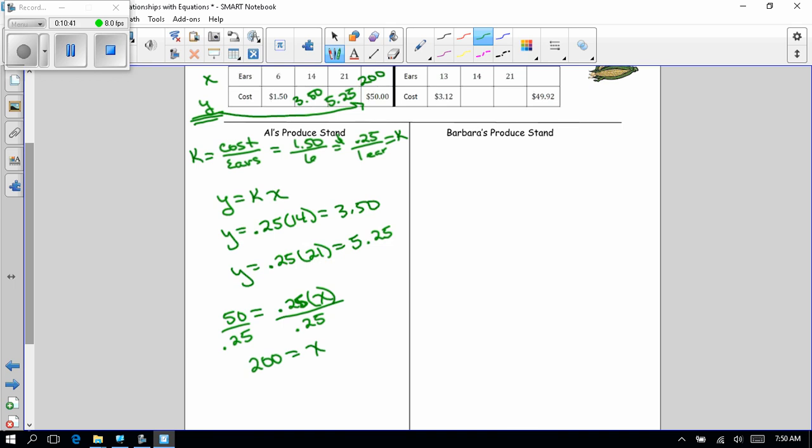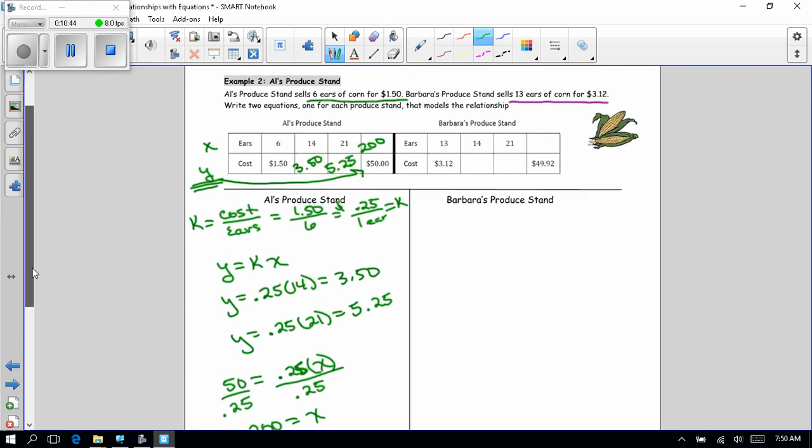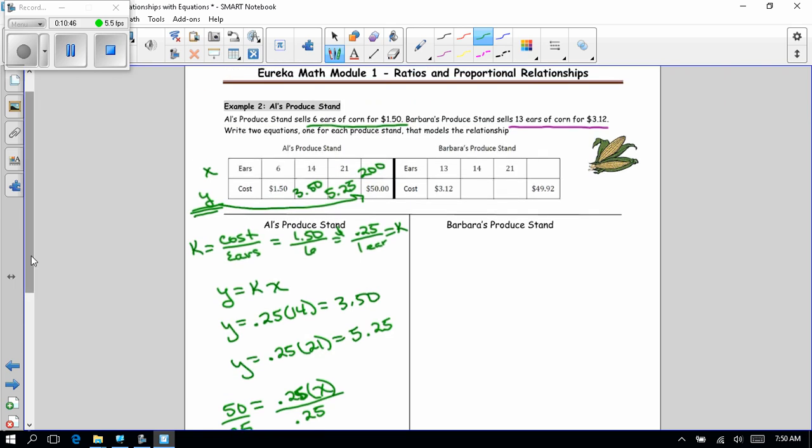All right, good job. Let's try it for Barbara's produce stand, right? Who has the better deal? Whose is better? So I go over here to Barbara's, and I'm calculating hers. So let's find her constant of proportionality. Again, we're going to do the cost over the ears, just like we did the last one. We want to be consistent when we do these problems. Otherwise, we're not comparing like things. So I take the cost, $3.12, and I'm going to divide that by the 13 ears, and her constant of proportionality is 24 cents per ear.